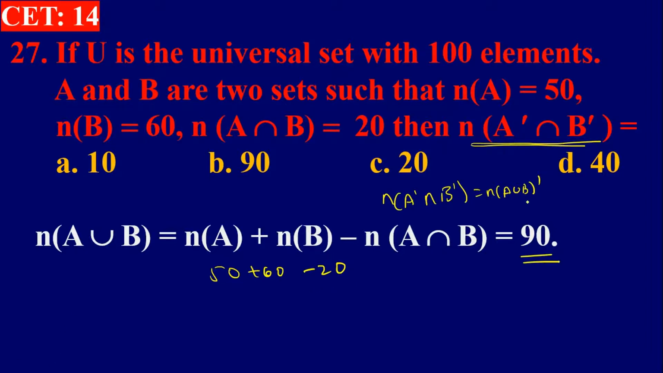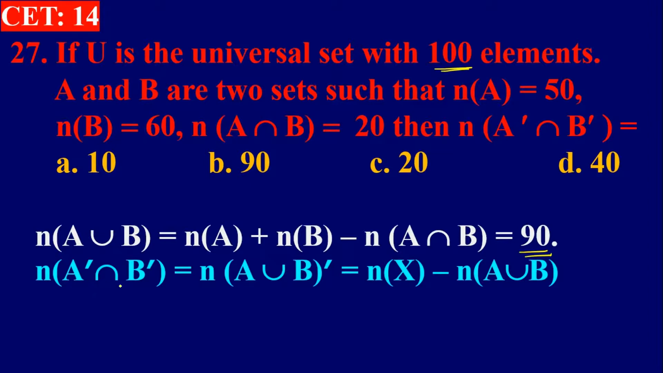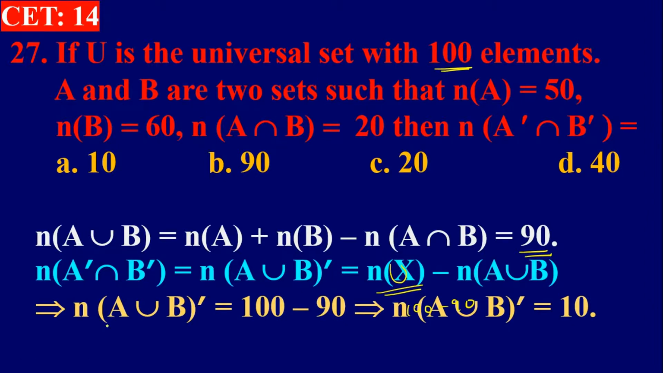Next we calculate n of A union B whole dash, which means other than 90. Totally there are 100 elements, so the other elements are 100 minus 90. We have to calculate the remaining elements. n of A dash intersection B dash, the same as n of A union B whole dash, is n of x minus n of A union B. n of x means the total elements, the number of elements in the universal set, n of u. n of u is 100, so it is 100 minus 90, which is 10, which is option A. So the correct option is option A.